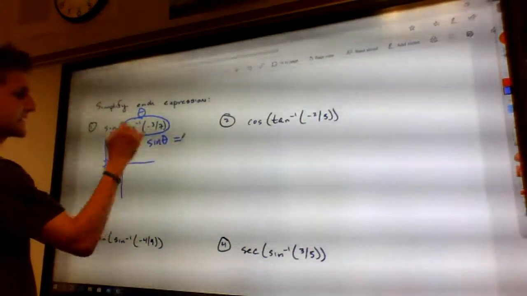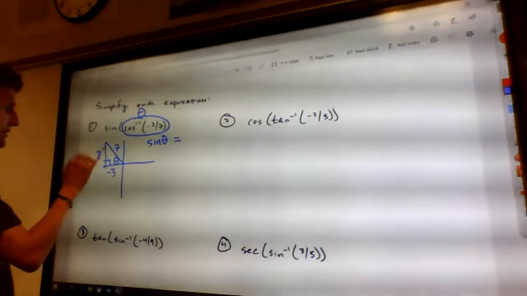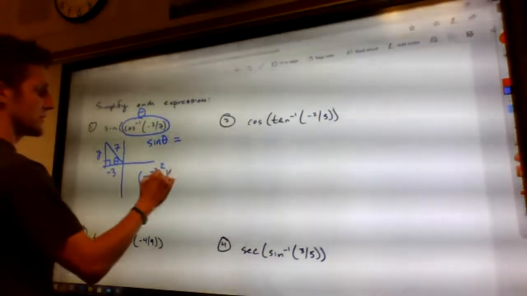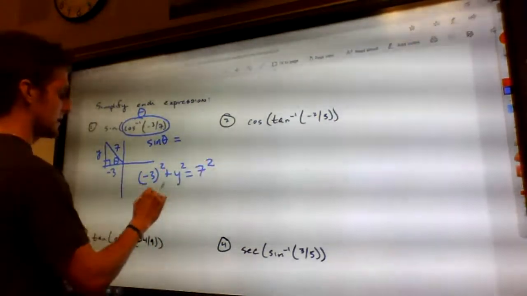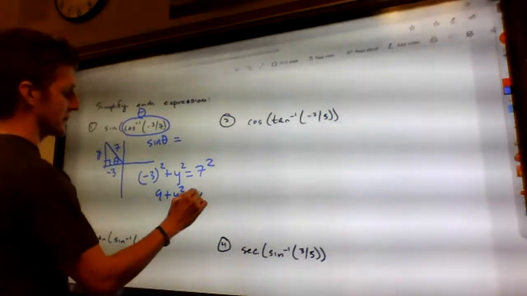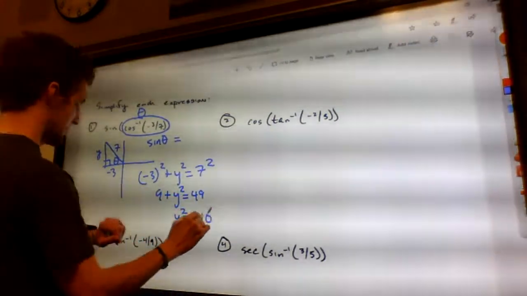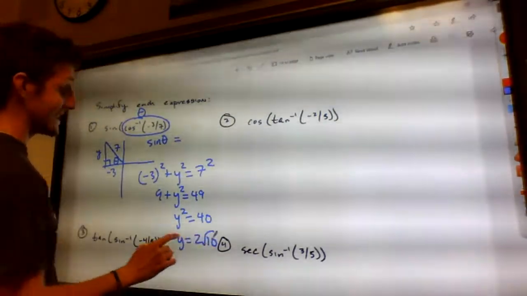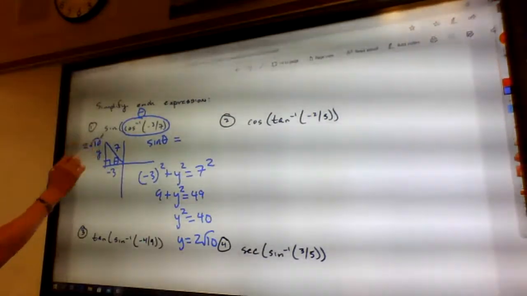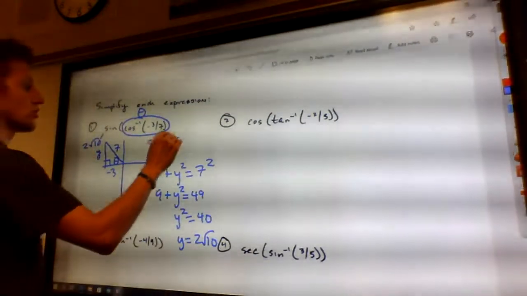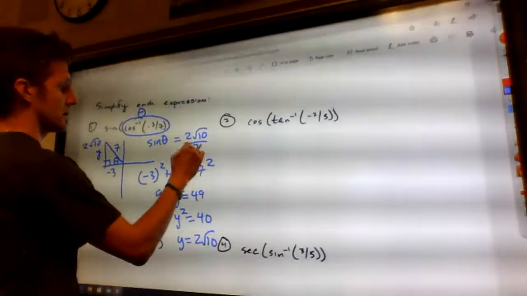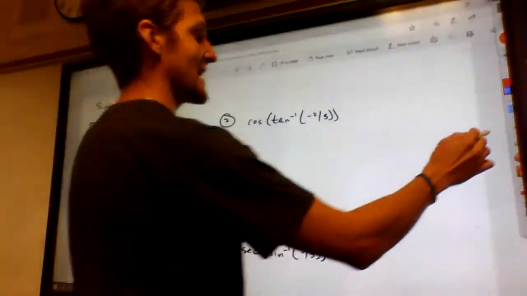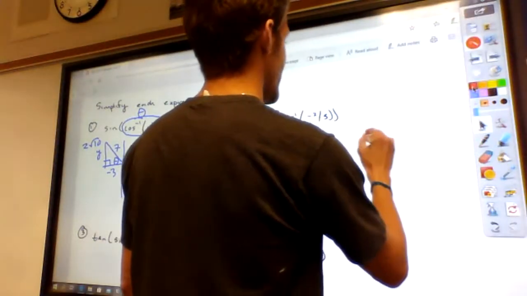Sine of theta is y over r. I'm going to do the Pythagorean theorem: -3 squared plus y squared is 7 squared. 9 plus y squared is 49. Y squared is 40. Take the square root of 40. It's 2 root 10. It is positive because y is positive in the second quadrant. So 2 root 10 over 7 is sine theta.